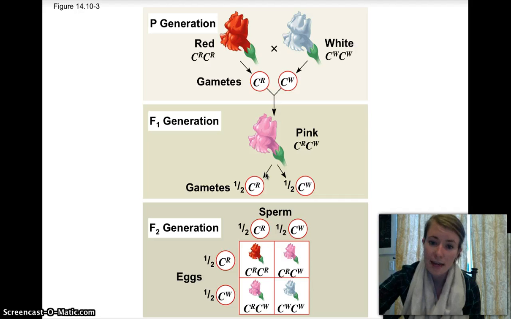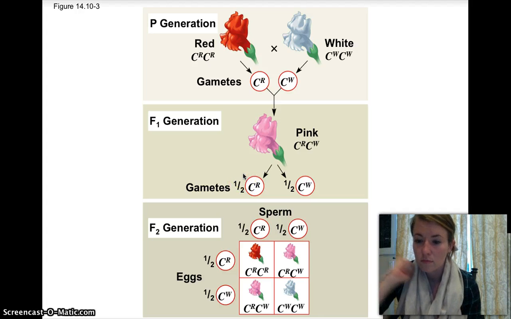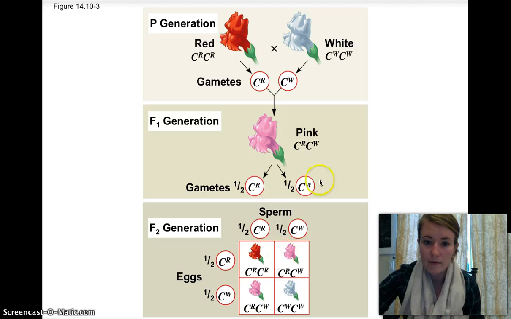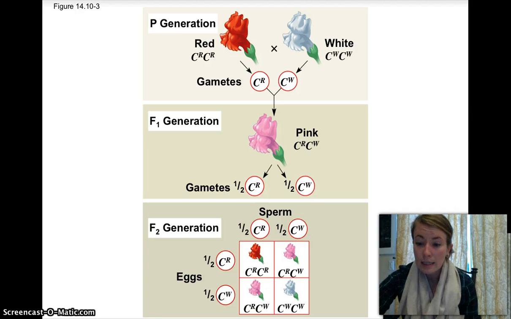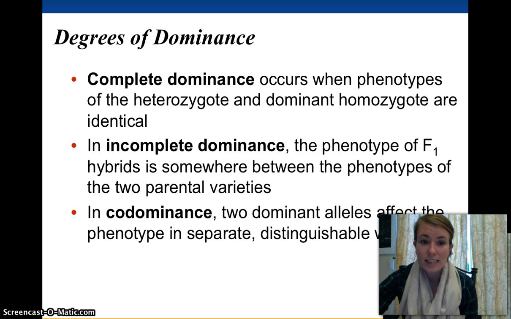Okay? Then, as we go on to the F2 generation, after we self-fertilize from the F1 generation, we see the same ratio we saw from regular dominance. We have 1 that's CR, 1 that's CW, and 2 that are CR. Okay, so we get the same genotypic ratios, even though the phenotypic ratio is a little bit different. So that is incomplete dominance.